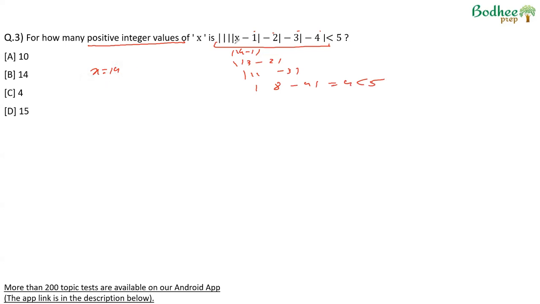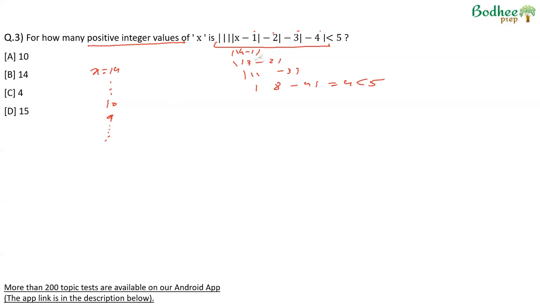As we start decreasing the value from 13, 12, 11, nothing will change. When x is 10, 10 minus 1 is 9. 9 minus 2 is 7. 7 minus 3 is 4. 4 minus 4 is 0. So we easily go up to 10, not a problem. What happens at 9? 9 minus 1 again is 8. 8 minus 2 will give us 6. 6 minus 3 will be 3. 3 minus 4 will be minus 1, and I'm taking positive values because there are mods, which is 1, less than 5. So even 9 is not a problem.